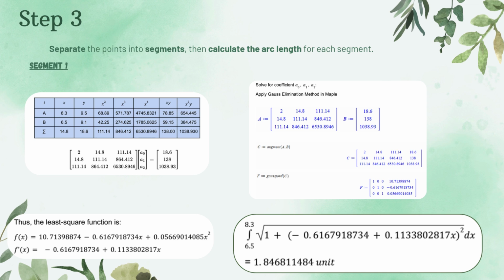For segment 1, we take the points from A to B. Then we find the summation of x, y, x squared, x cubed, x to the power of 4, xy, and x squared y. Then we put all the summations into the least squares formula. After that, we solve for coefficients A0, A1, and A2 using the cross elimination method. After we find the solution, we put it into the least squares function, and then we differentiate it. After that, we use the arc length formula to find the length for those points.